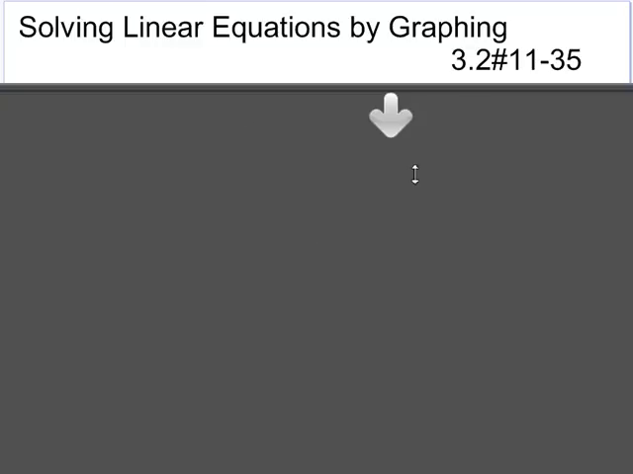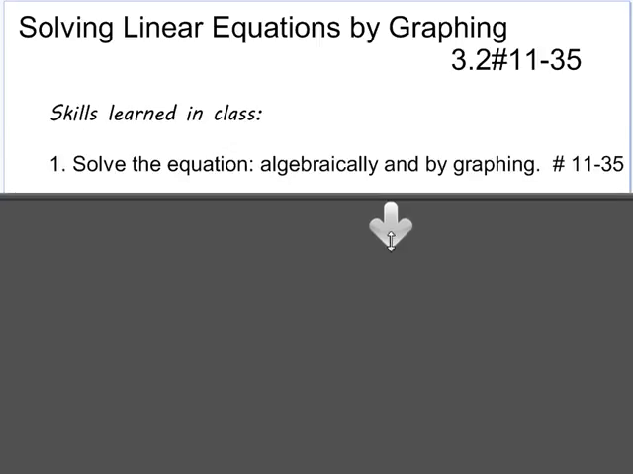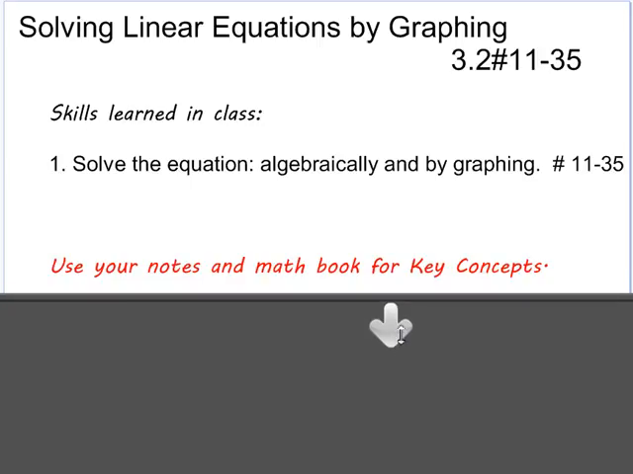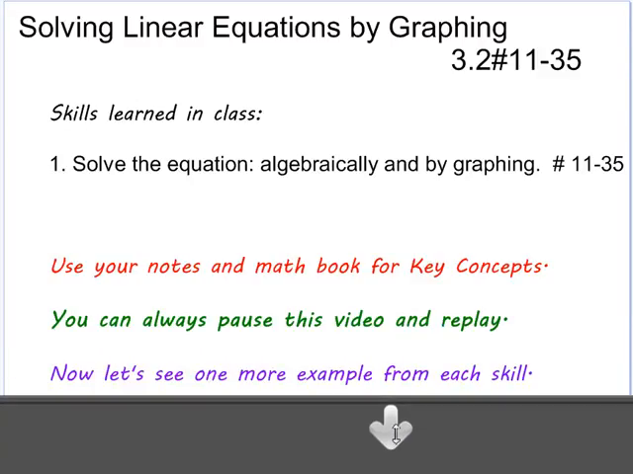In class, we learned solving linear equations by graphing. The skills learned in graph were solve the equation algebraically, and then we did it by graphing. Use your notes and math book for key concepts. You can always pause this video and replay. Now let's see more examples from each skill.